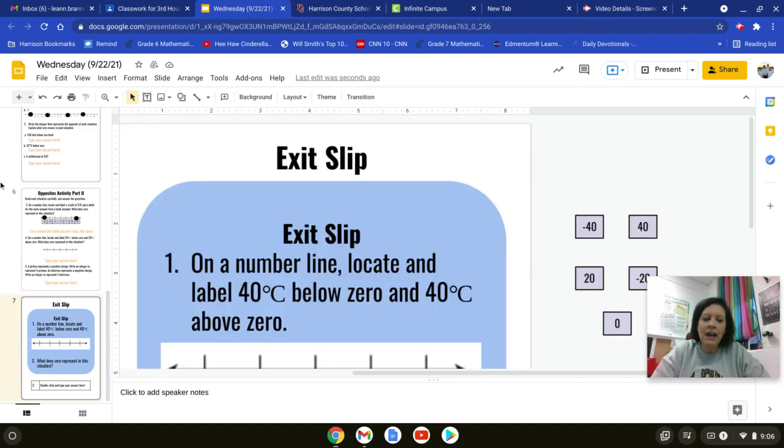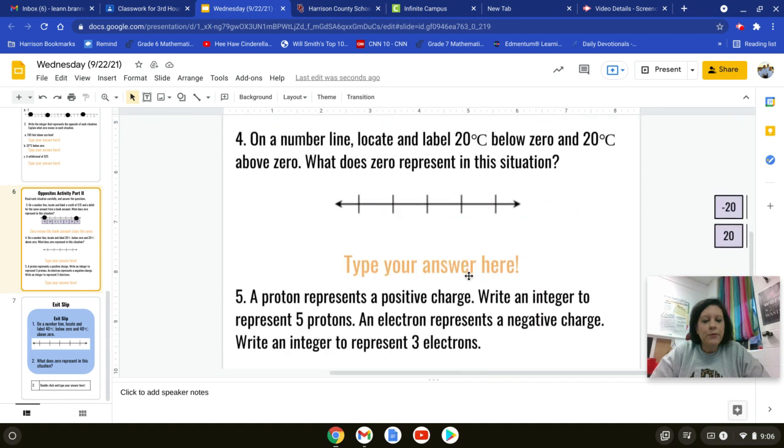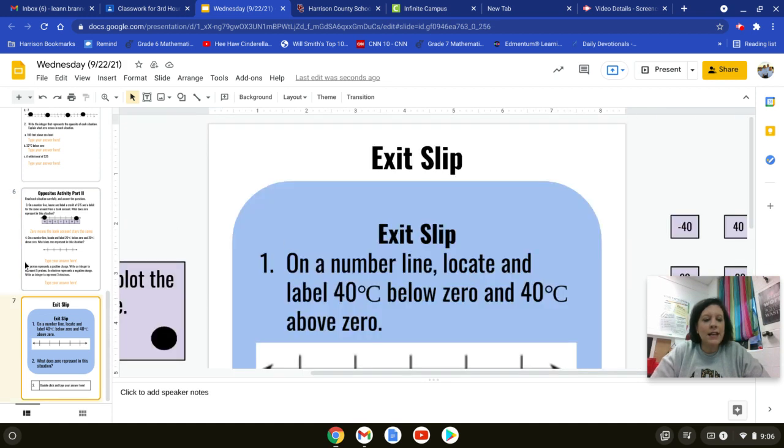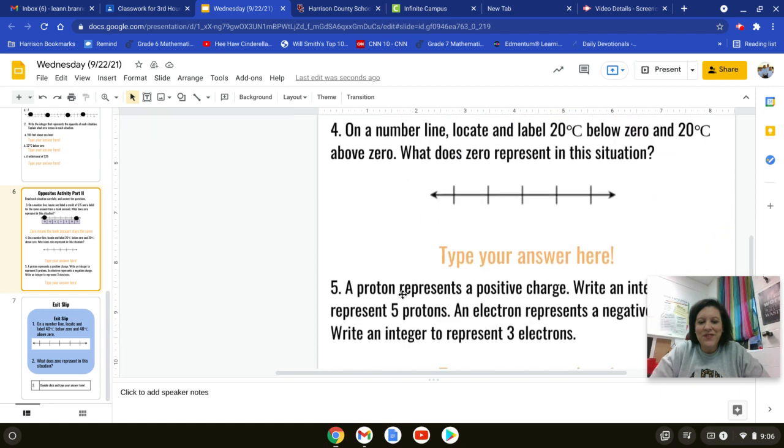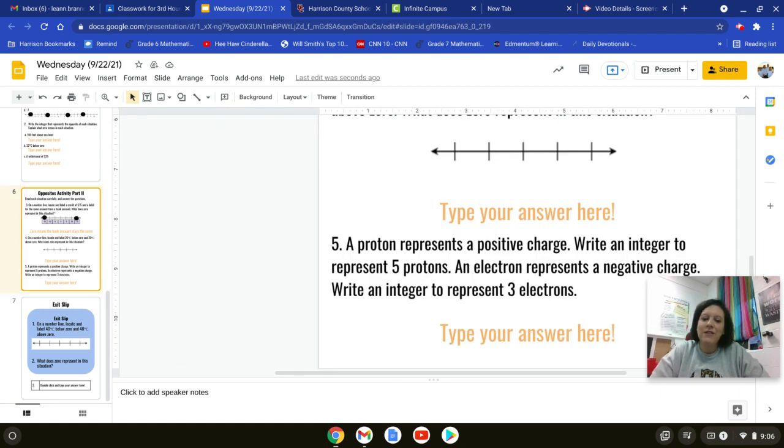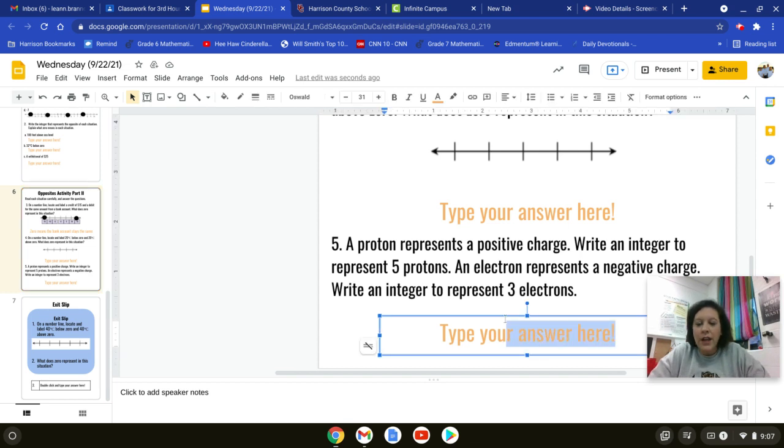The next one does not have a number line for you to complete. It says write an integer. A proton represents a positive charge. Write an integer to represent 5 protons. So you would type your answer here. 5 protons is +5. And an electron would represent 3 electrons, or a negative charge. So what would be 3 electrons? So you would do 5 is the proton and -3 is your electrons.